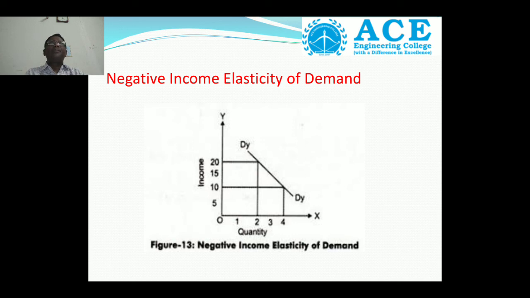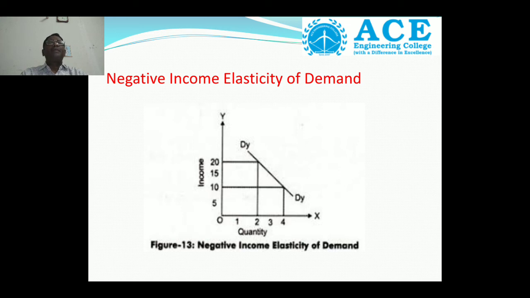Then what is the curve shape? Vertical to the y axis. So we discussed income elasticity of demand, and the factors affecting it. How many types did we divide it into? Positive income elasticity, negative income elasticity, and zero income elasticity. The positive income elasticity curve slopes upwards from left to right. The negative income elasticity slopes downwards from left to right. That is the difference between positive and negative.